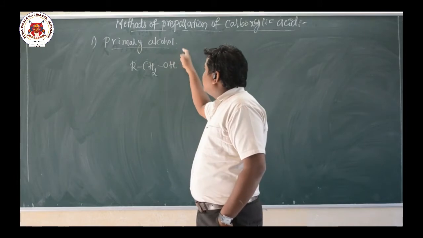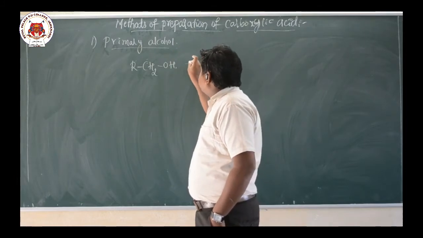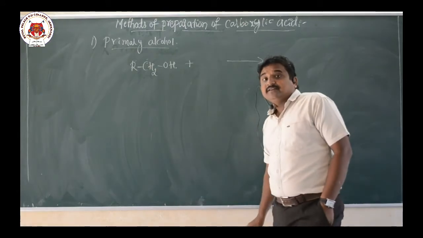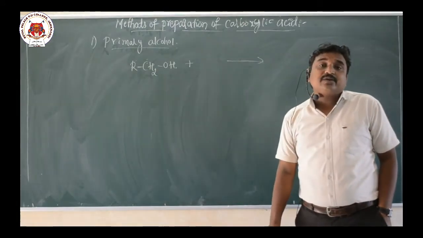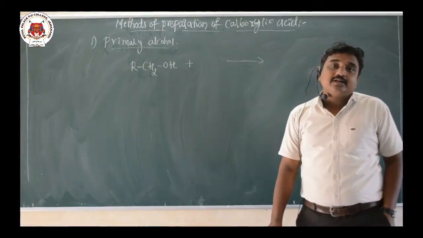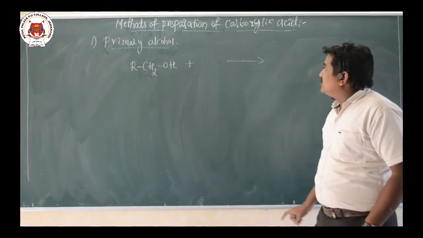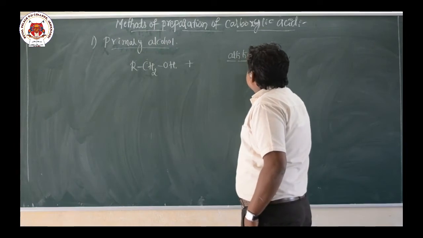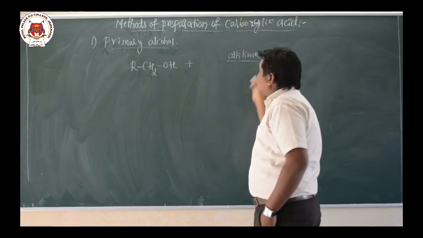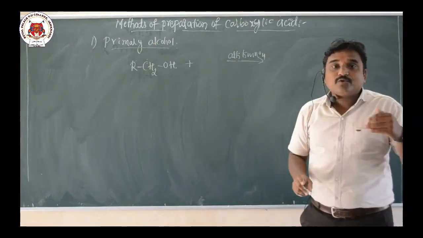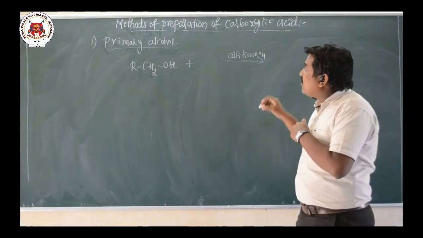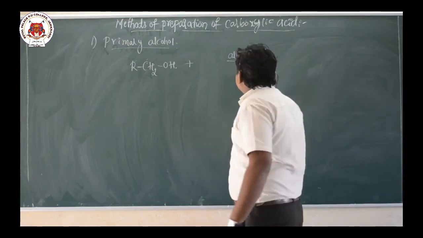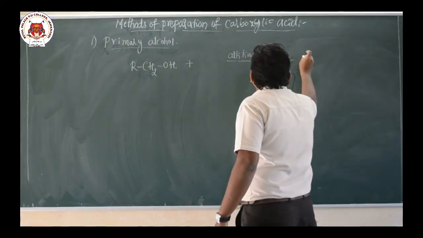So the first one is the preparation of carboxylic acid from primary alcohol. Here we are going to use an oxidizing agent like alkaline, acidified or neutral KMnO4, potassium permanganate, or potassium dichromate. Oxidation means addition of oxygen. So these are the oxidizing agents: KMnO4, K2Cr2O7, chromium trioxide. They will oxidize a primary alcohol to carboxylic acid.